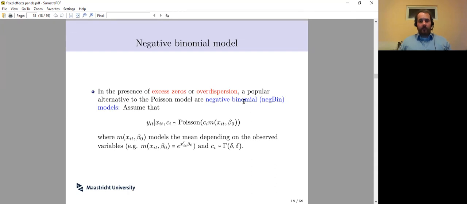Now, in the negative binomial model, what you assume is that y still follows a Poisson model, so it's still count data, you take that into account. However, your lambda, meaning what you specify normally as the mean, is multiplied with the c_i. And c_i itself is a random variable. So m is our model for the mean, the conditional mean, for instance, our usual exponential. And c_i is a random variable that follows a gamma distribution.